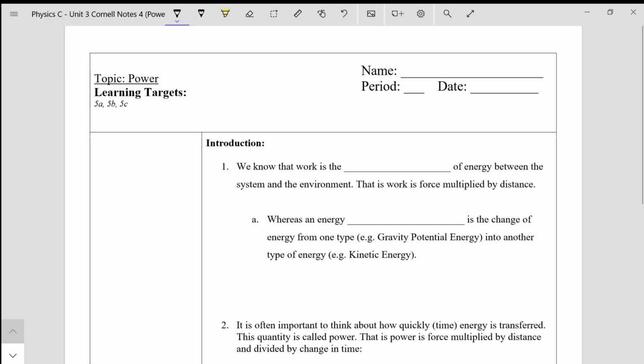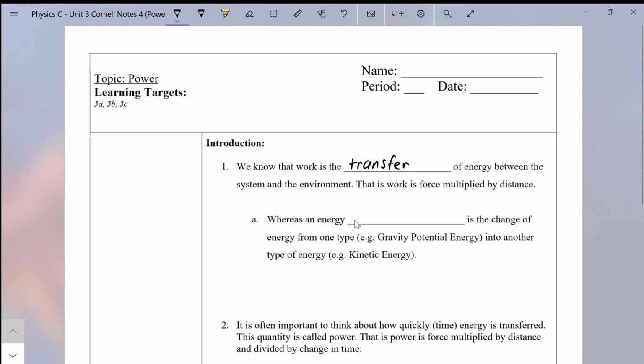Anyways, the first thing that we need to talk about is work. It is the transfer of energy between the system and the environment. So if a system does work on the environment, it is transferring energy from the system to the environment. If the environment does work on the system, say through a push or a pull force, then that is being transferred into the system by the environment.